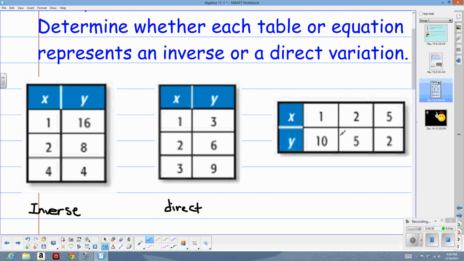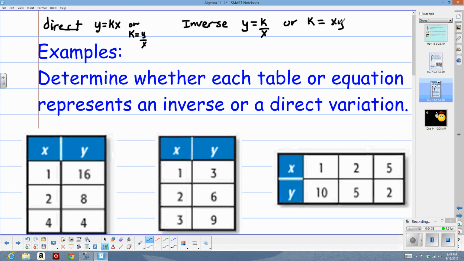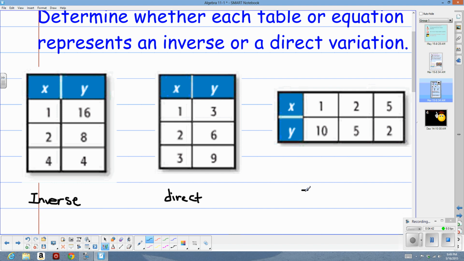Now in our next example, if I multiply x and y together, I get 10, 10, and 10. Since I'm multiplying x and y together to get k, it's going to be an inverse variation.